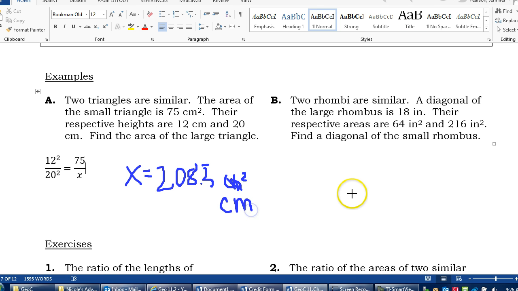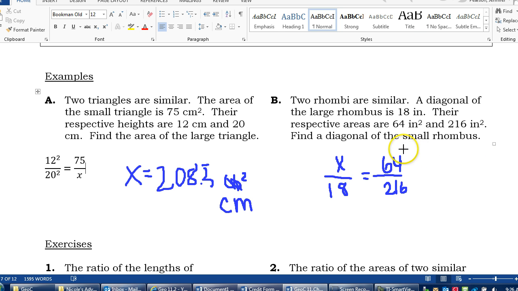Okay. Next example says two rhombi are similar. A diagonal of the large rhombus is 18 inches. Their respective areas are 64 square inches and 216 square inches. Find the diagonal of the small rhombus. Okay, so I know their respective areas. I have the 64 small on top. I have the 216 large on the bottom. I know the large length is 18, and I need to find the small one.